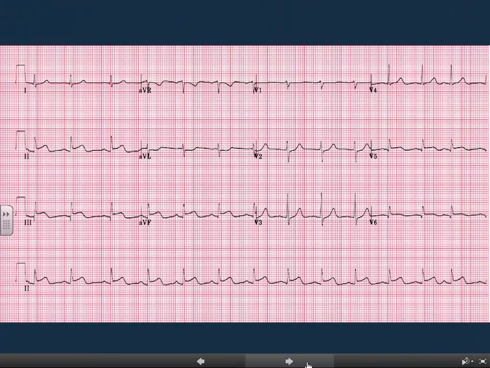Monitor reveals what? ST elevation where? 2, 3, aVF, V3, V6. A lot of places. All right. So, when we're interpreting a 12 lead, let's go in our normal 5 steps, and then we're going to add our things that we need to look at with a 12 lead. Our rate.